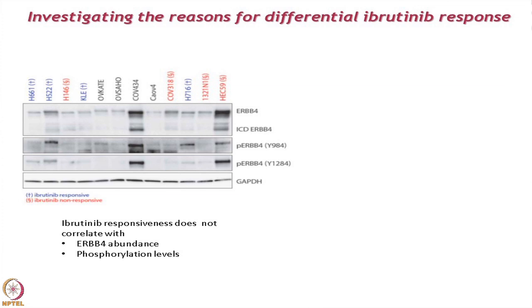Here's a resistant cell line with very strong phospho-ERBB4. Here's a sensitive cell line with really strong phospho-ERBB4. Not an obvious correlation there. And we looked at two different phosphorylation sites on ERBB4. So it didn't correlate with abundance or phosphorylation.